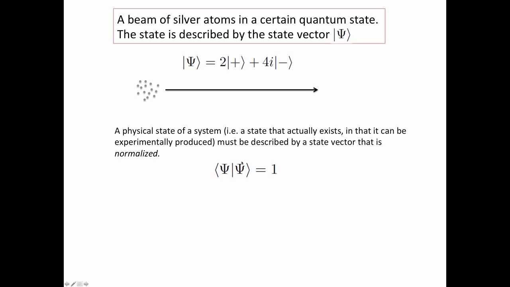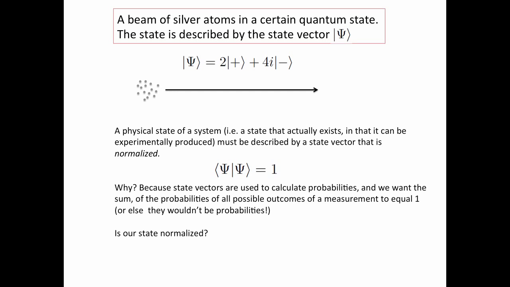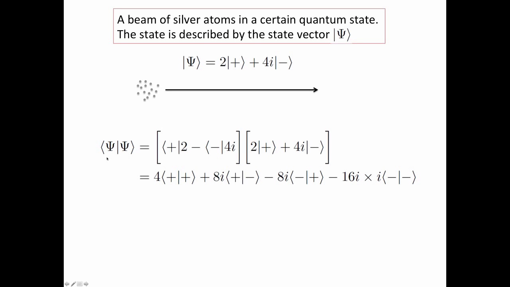If we were dealing with ordinary vectors, then this would ensure that the vector was a unit vector. And the reason why we have to ensure this is because these state vectors, what they're used for is calculating probabilities of measuring certain outcomes. And the one thing that we know for sure about probabilities is that if you add up the probabilities of all possible outcomes, you have to get 1. Okay, so let's go ahead and check whether our state is normalized.